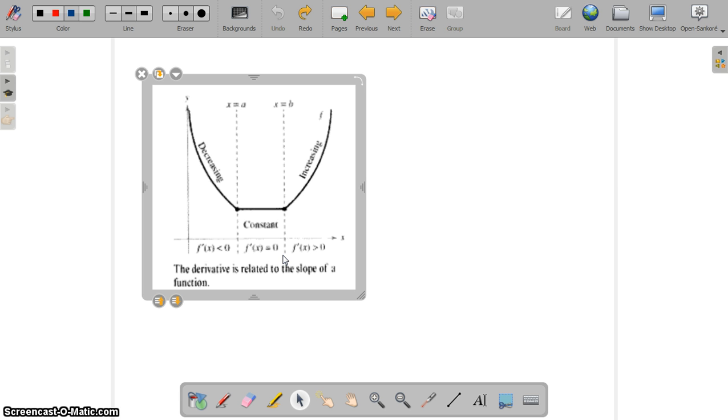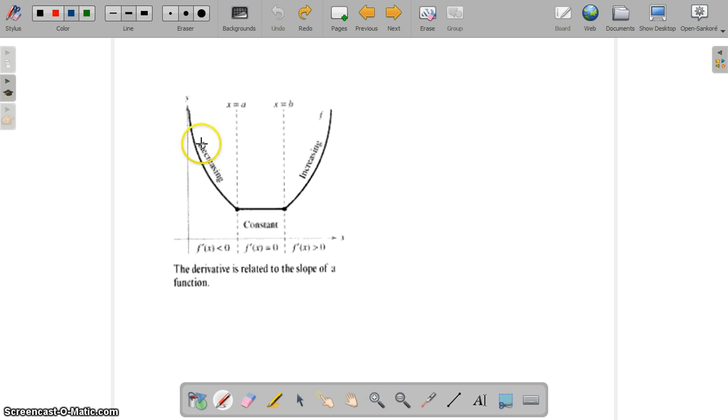Basically what's going on here, if you have a function that is decreasing, like here, it's obviously decreasing and going down, its derivative is going to be negative. Think about it. The slope of a tangent line to this graph right here is going to be a negative slope. It's going downhill.